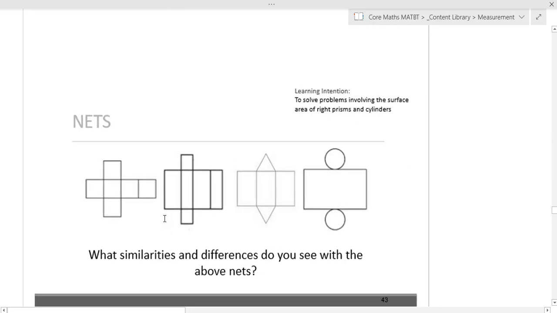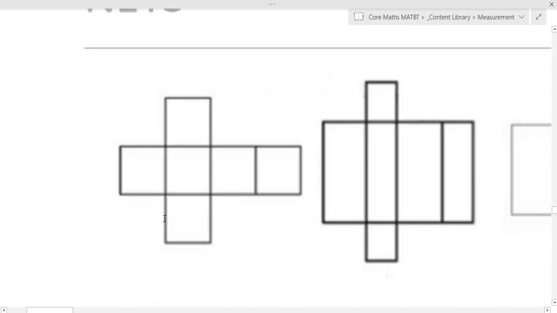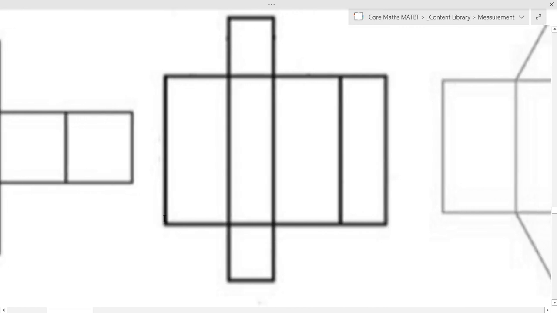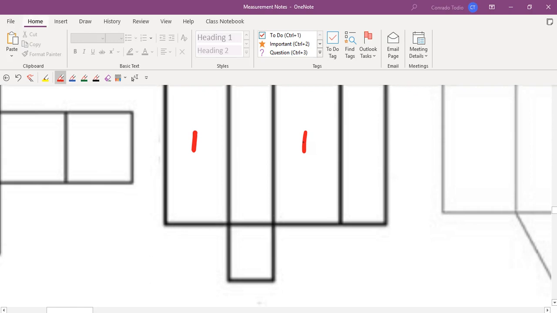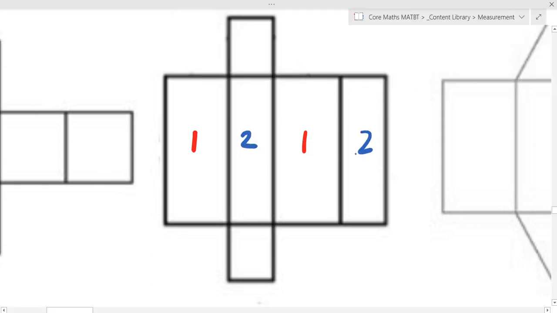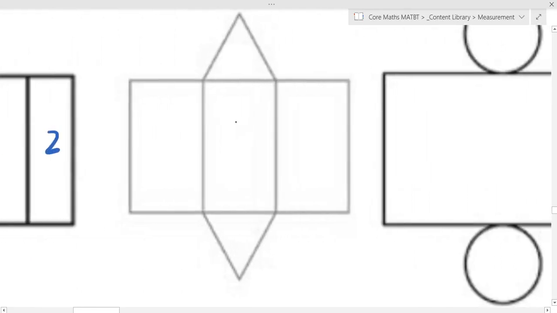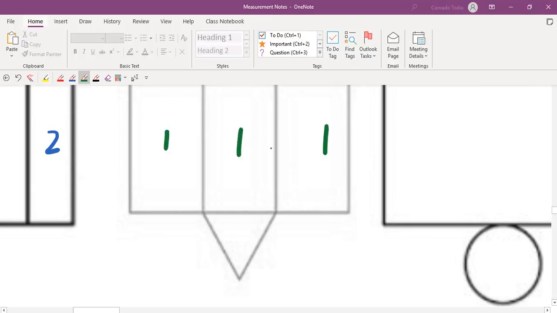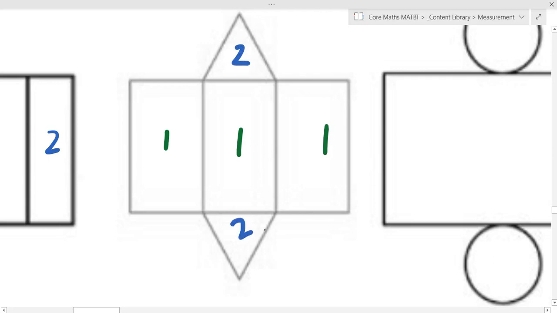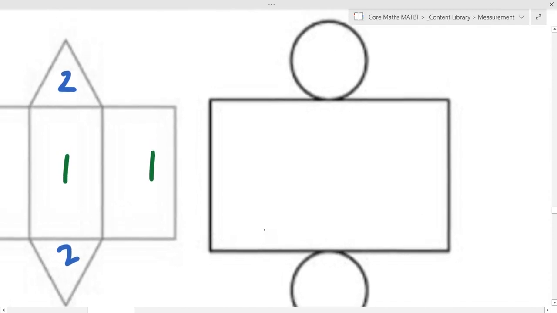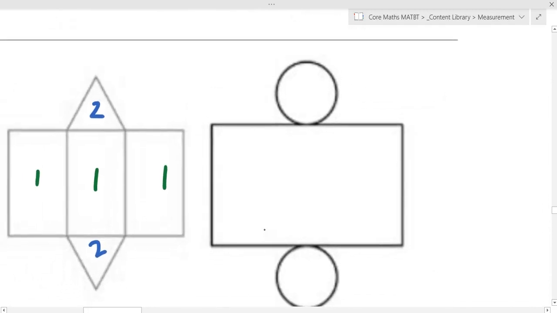For example here, a cube can look like this. It's got 6 faces. A rectangular prism can look like that. So for example, these 2 sides are the same, then you might have these 2 sides being the same, and these 2 sides. So there are 3 sides, and they have pairs. A triangular prism might look something like this. You've got all these sides being the same, and the triangles being the same, and that's it.